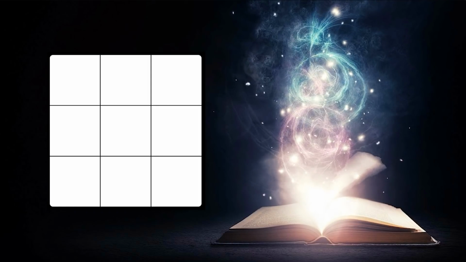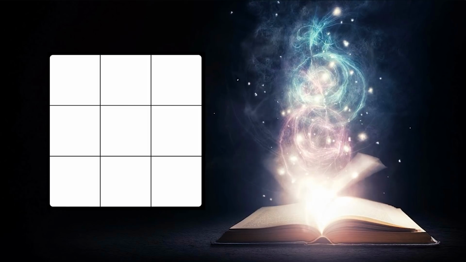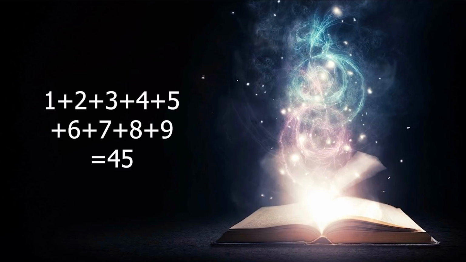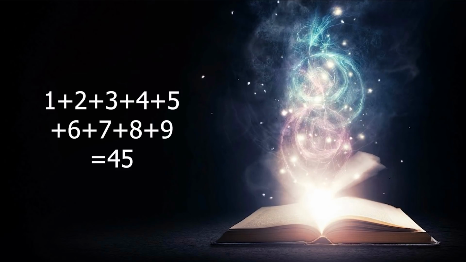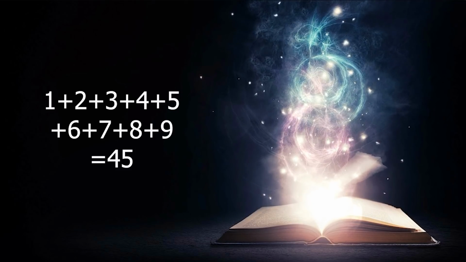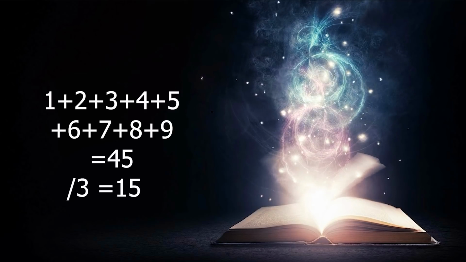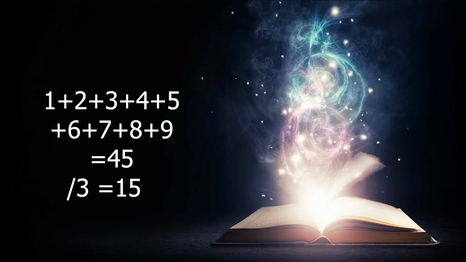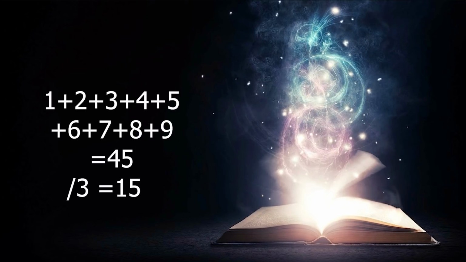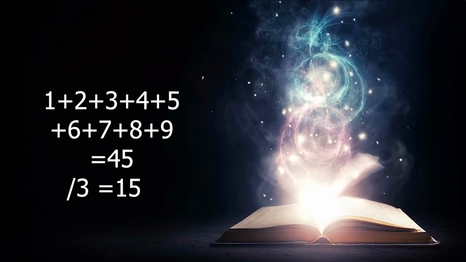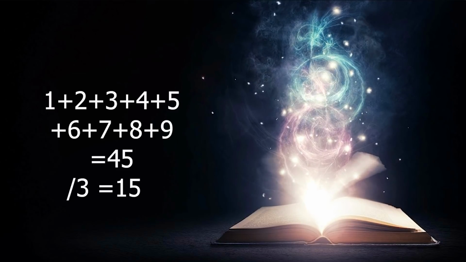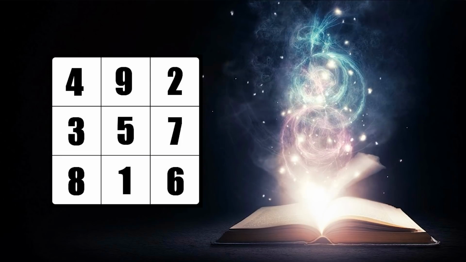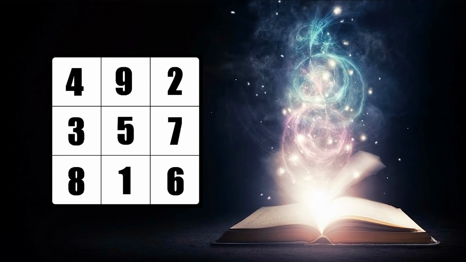So since we have 9 squares, we want to total up the sum of those numbers. 1 plus 2 plus 3 plus 4 plus 5 plus 6 plus 7 plus 8 plus 9 equals 45. Divided by Saturn's number, 3, equals 15. So each row or column of the magic square, when added up, needs to equal 15. Just like this. Okay? And it's the same for each magic square.